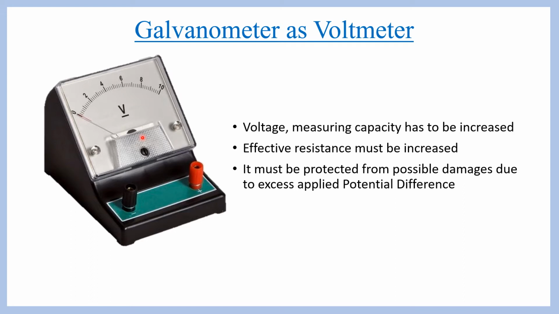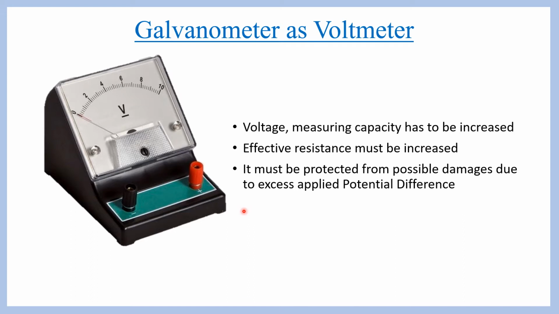Then you know that a voltmeter, when it is measuring potential difference, you will be connecting always in parallel to the circuit, so that it will be capable of measuring the potential difference across the two points over which it is connected. So the effective resistance of the voltmeter has to be very high, or in an ideal case the voltmeter should have infinite resistance. That means the effective resistance of the galvanometer has to be increased in order to convert that into a voltmeter.